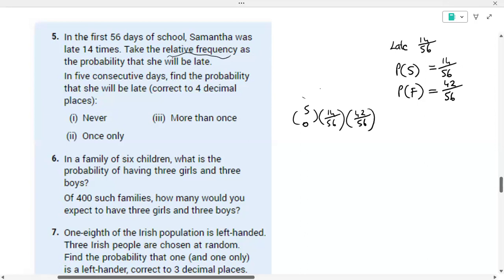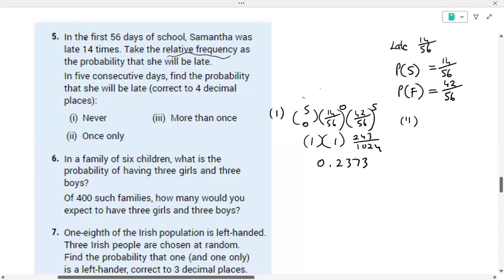And then again, we use the formula from page 33. So the bottom number is going to be there, and 5 take 0 is 5. So into our calculators, we put 5 choose 0, which is 1. Anything to the power of 0 is 1. So really all we have to do is the 42 over 56, and we're going to raise that to the power of 5. So that ends up becoming 243 over 1024. Now, it does say correct to 4 decimal places, so we'll do that. 0.2373. So that's the answer to part 1.